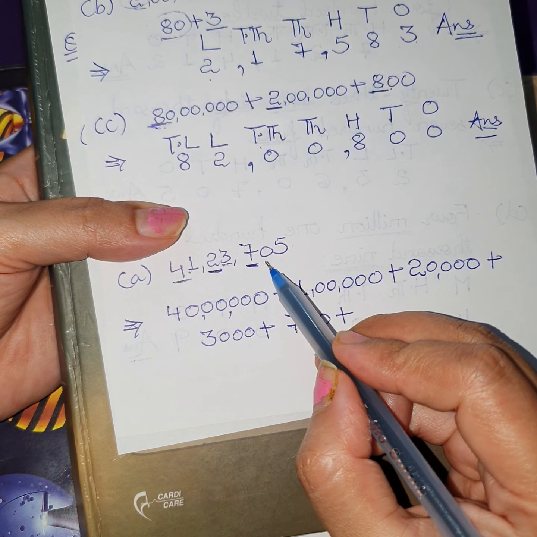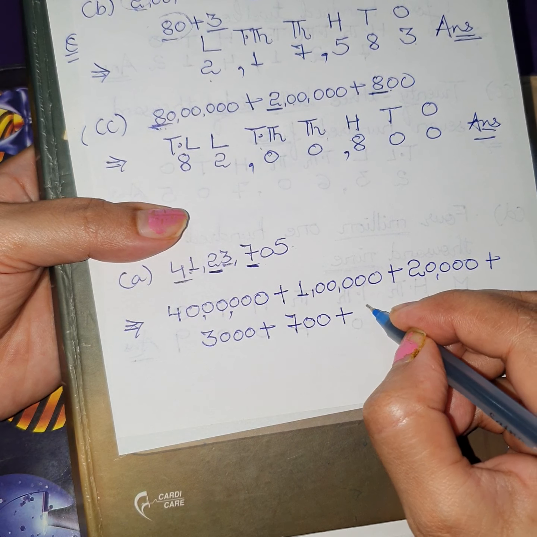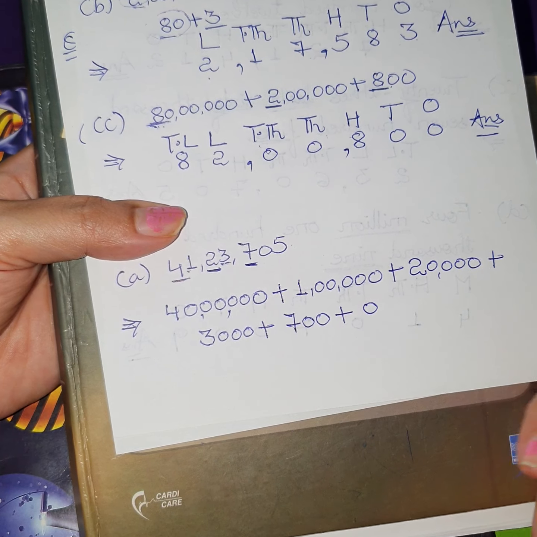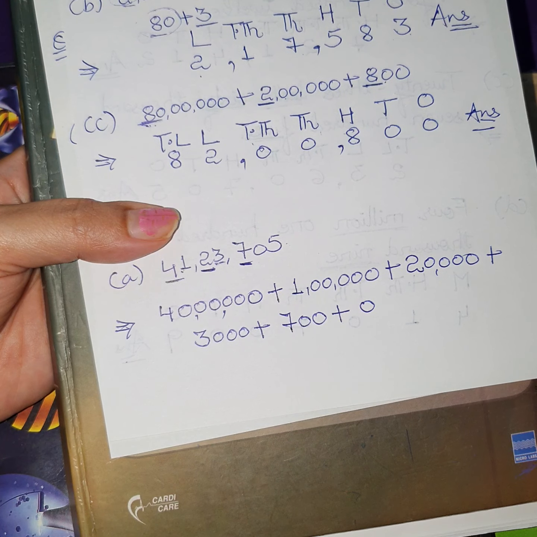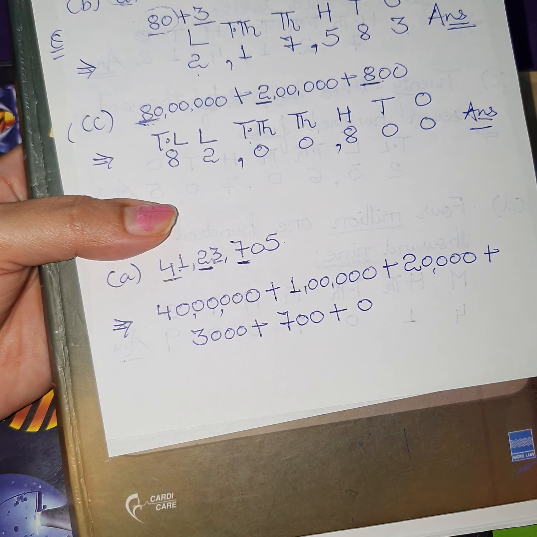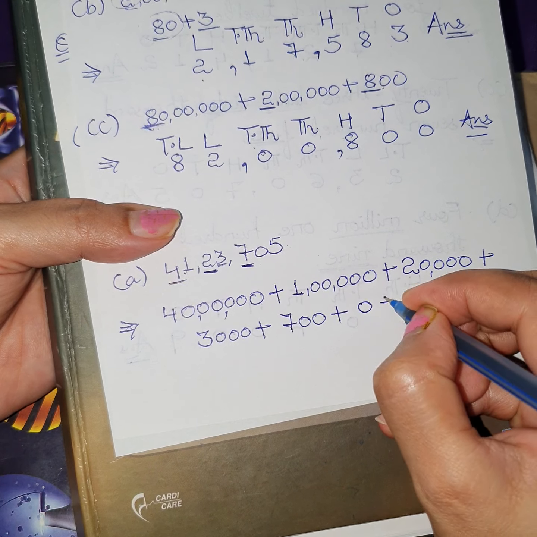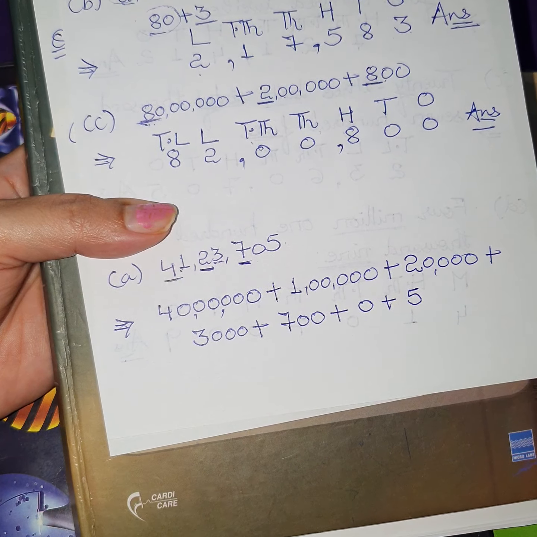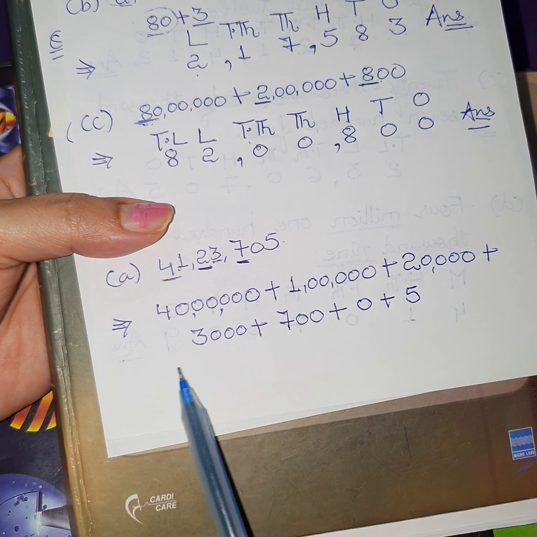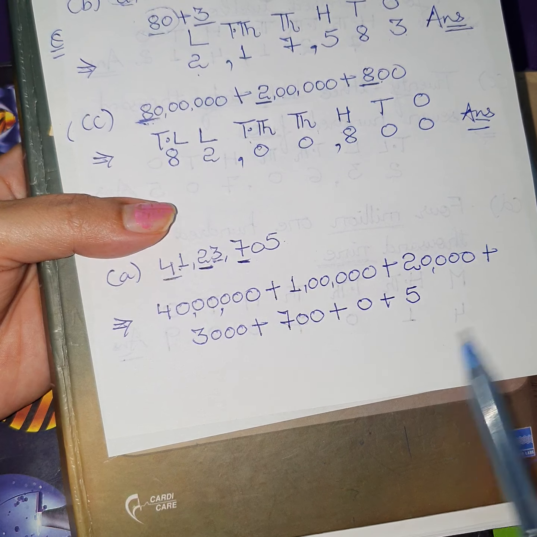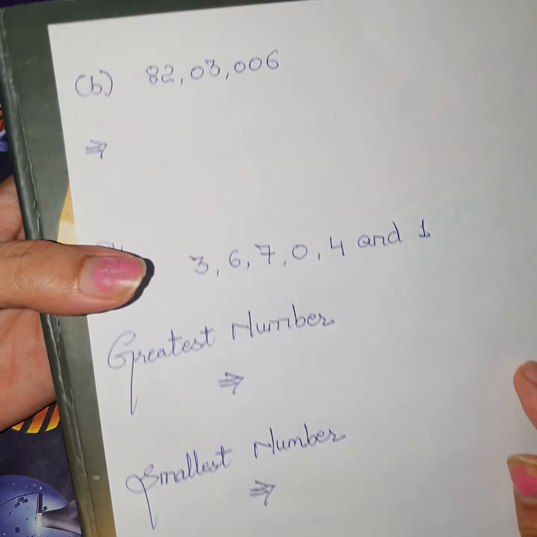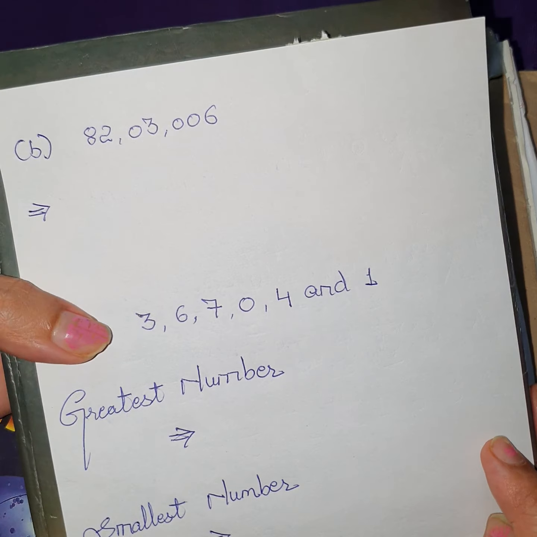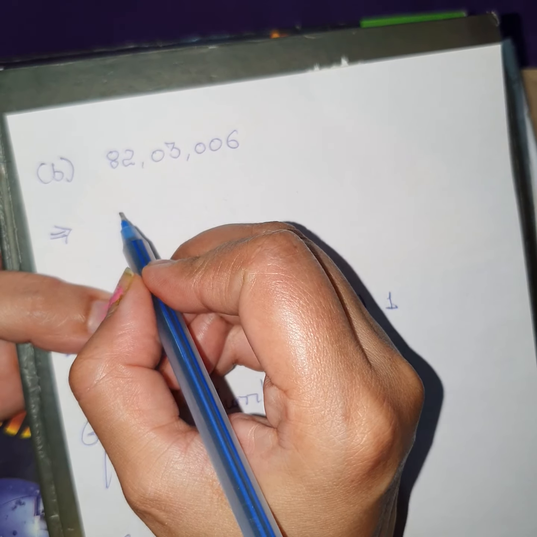Then on 10th place digit 0 is there. So, directly 0 will come here. When 0 is there on any place, then in place of that number, we write only 0. And then at last, digit 5 is there on 1's place, so 5 will come. So, like this, you were supposed to write expanded form. So, this was the A part of expanded form. Now, the B part is 82 lakh 3006. Now, how to write it in expanded form?